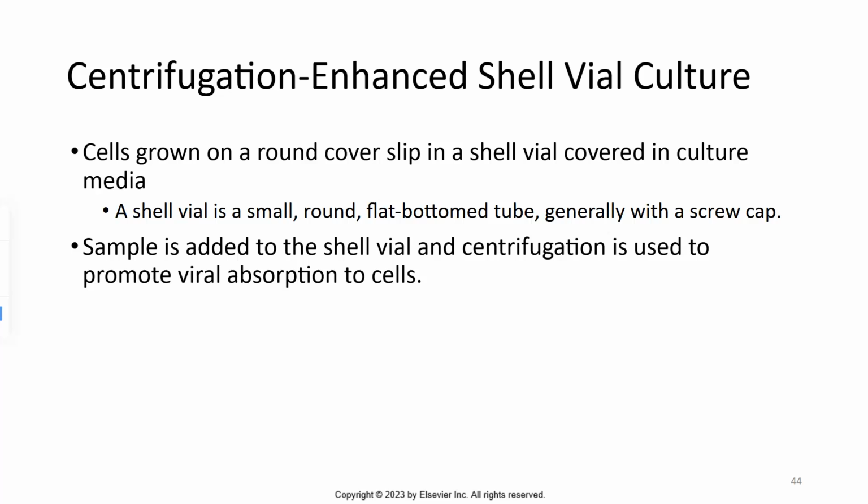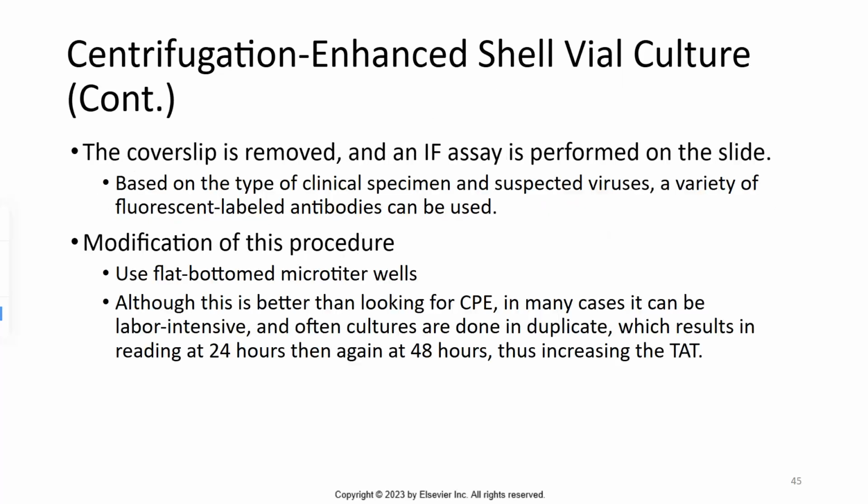Centrifugation enhanced shell vial culture. Cells are grown on a round cover slip in a shell vial covered in culture media. A shell vial is a small, round, flat-bottomed tube, generally with a screw cap. Sample is added to the shell vial, and centrifugation is used to promote viral absorption to the cells. The cover slip is removed, and an immunofluorescent assay is performed on the slide. Based on the type of clinical specimen and suspected virus, a variety of fluorescent-labeled antibodies can be used. Modification of this procedure can use flat-bottomed microtiter wells.